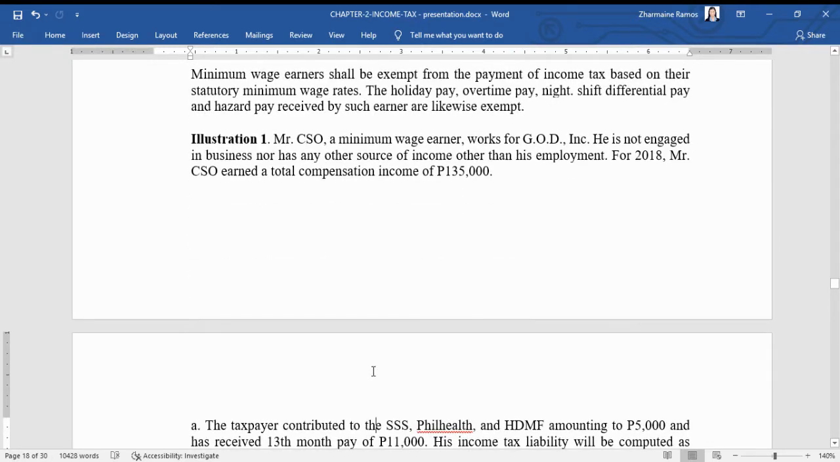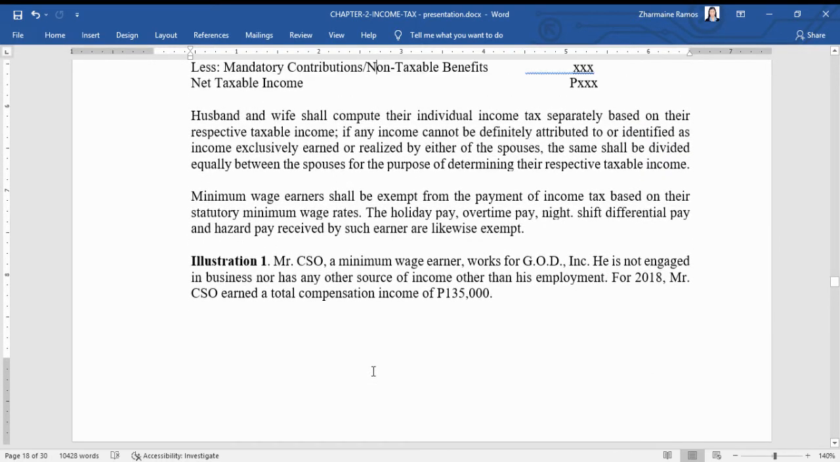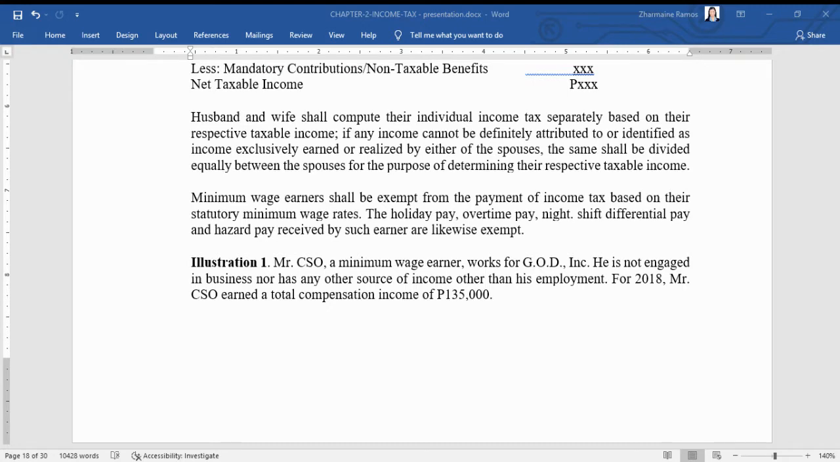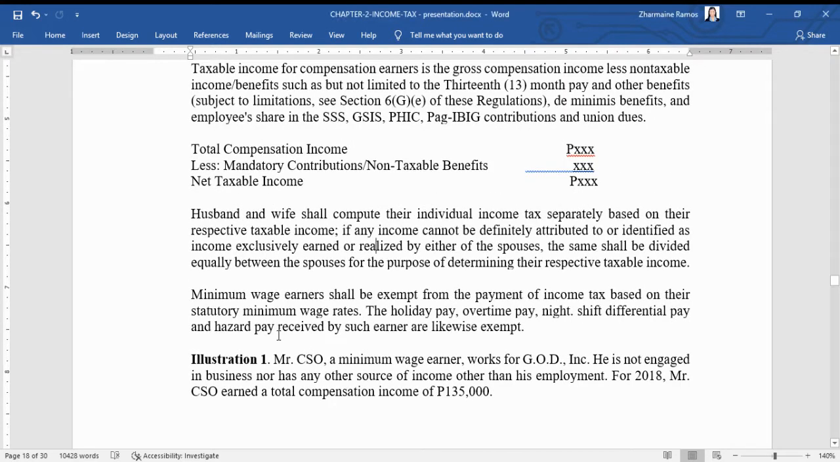Husband and wife. Okay. Husband and wife shall compute their individual income tax separately based on their respective taxable income. So if any income cannot be definitely attributed to or identified as income exclusively earned or realized by either of the spouses, the same shall be divided equally between the spouses for the purpose of determining their respective taxable income.